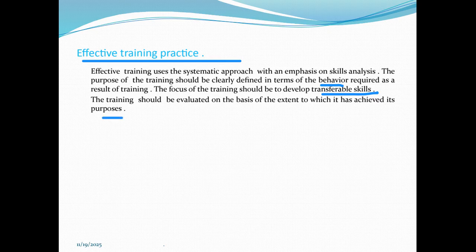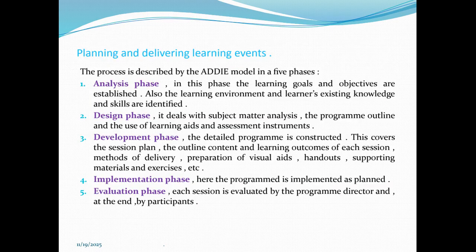Now we have to see the planning and delivering learning events. We will talk about the ADDIE model, which has 5 stages. Basically, on the first stage, we have the analysis phase. In this phase, the learning goals and objectives are established, and the learning environment and learners' existing knowledge and skills are identified.